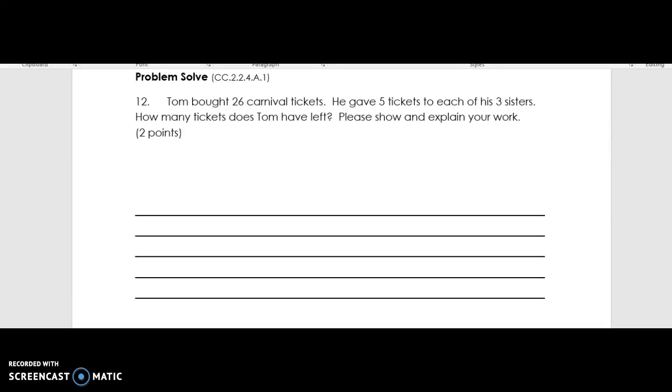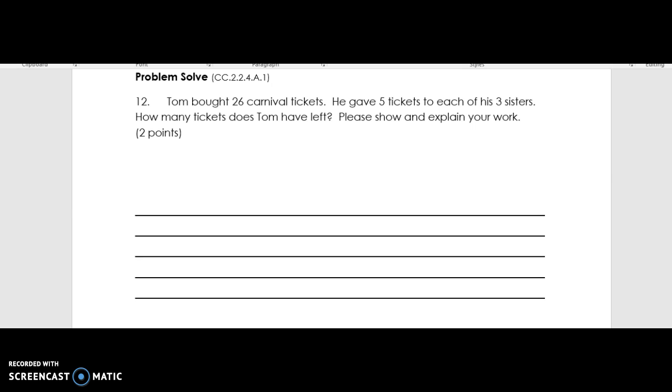Number 12. Tom bought 26 carnival tickets. He gave 5 tickets to each of his 3 sisters. How many tickets does Tom have left? Please show your work and explain.